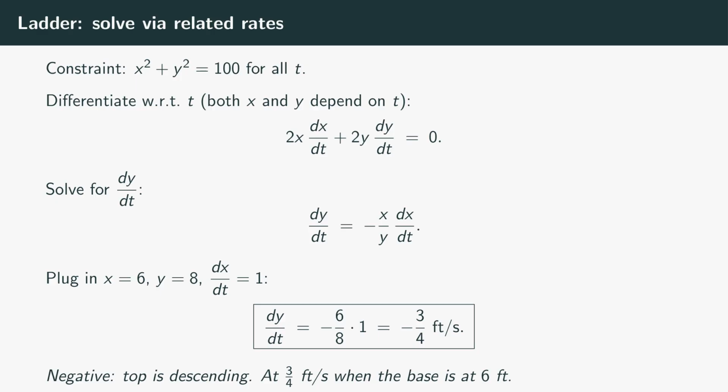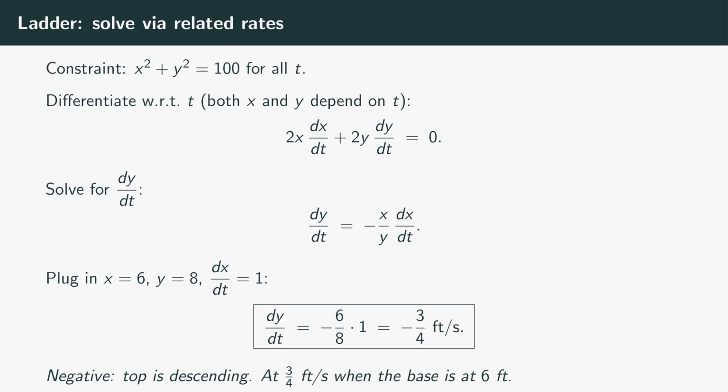So 2x times the derivative of x with respect to t, plus 2y times the derivative of y with respect to t equals 0. The 2's cancel. Now solve for the unknown rate, the derivative of y with respect to t, it's minus x over y, times the derivative of x with respect to t. Now, and only now, plug in the numbers. At the instant of interest, x equals 6, y equals 8, and the derivative of x with respect to t equals 1 foot per second.